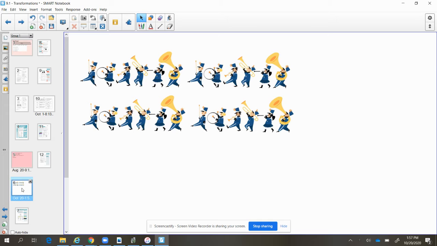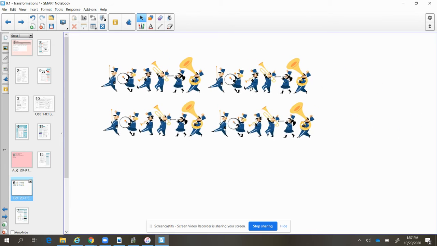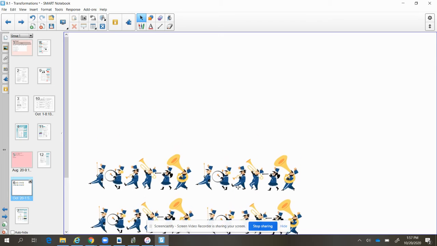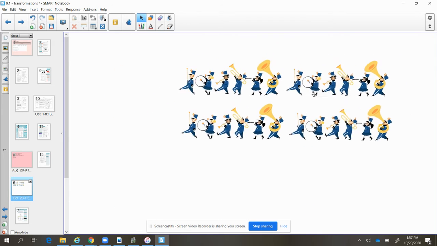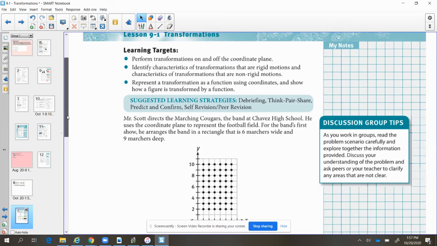Now, our lesson actually talks about the Marching Cougars, but not of Plainfield South High School, of Chavez High School. And when you think about a marching band, those of you that have seen football games, sometimes the marching band might be marching this way, sometimes they might move back, but they're staying the same distance from each other, right? No matter where we slide our marching band, they're the same distance from the people in front of them or behind them. There's no change in our band yet. So that's kind of what we're getting at today.